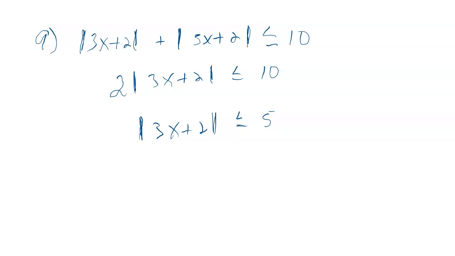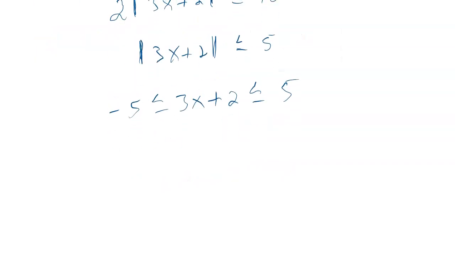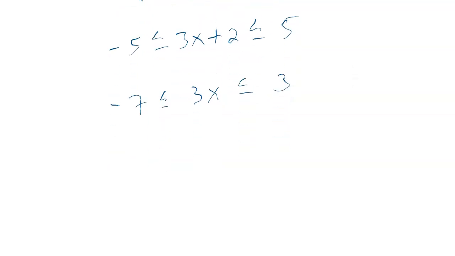This is saying that the 3x plus 2 inside is going to be between 5 and negative 5. And then I'll go ahead and solve this conjunction. I'll subtract 2 from each of these. So this will be negative 7 is less than or equal to 3x, which is less than or equal to 3. And I'll divide everything by 3.